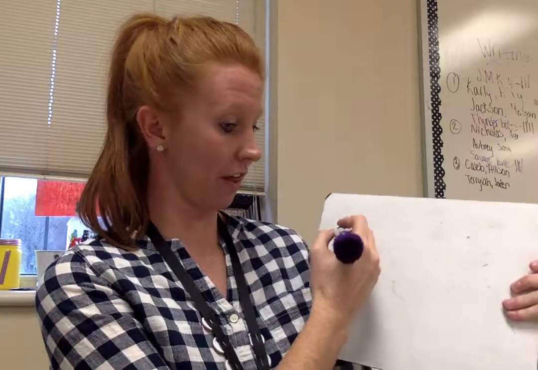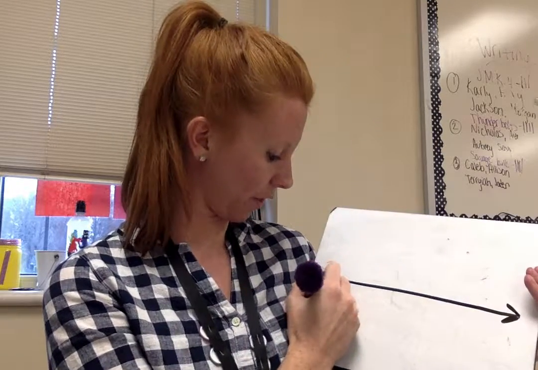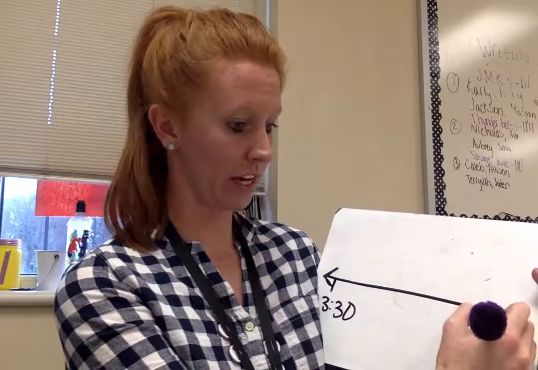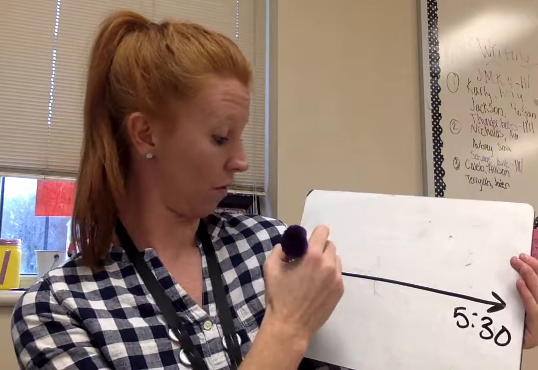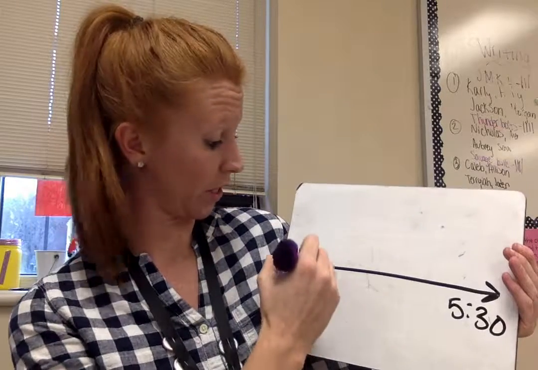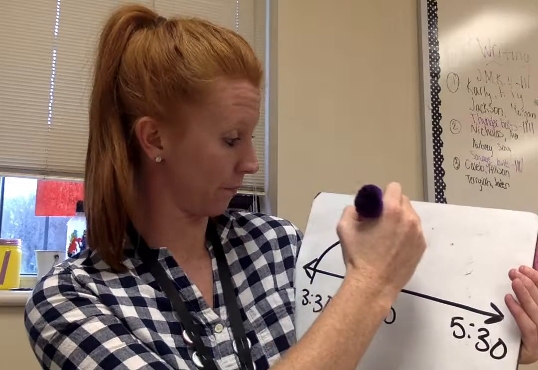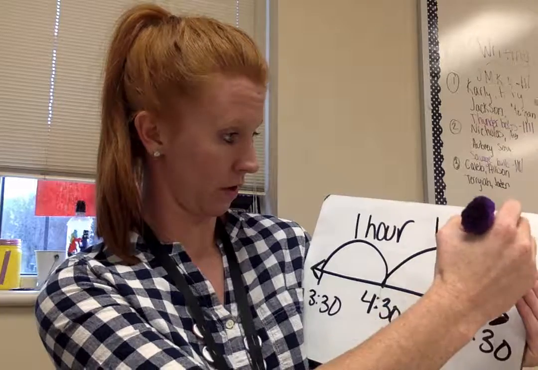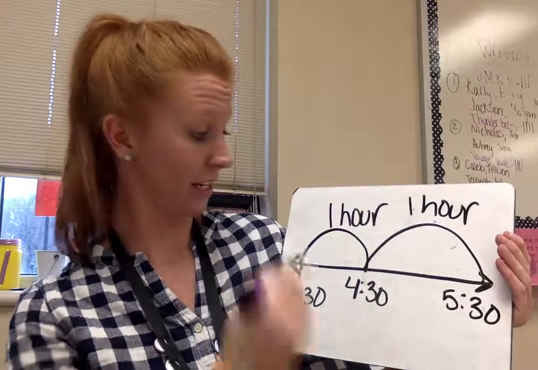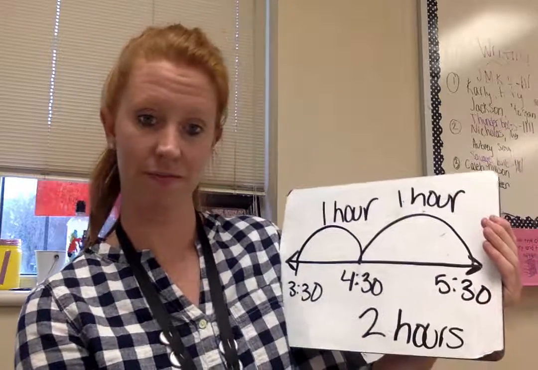Okay, so we're starting at 3:30 on a number line here, and we want to get to 5:30. I'm going to jump from 3:30 to 4:30. I know that's 1 hour. 4:30 to 5:30, I know that's just another hour. How many jumps did I do? 2 jumps of an hour, so I have 2 hours in between. Nice job, guys.